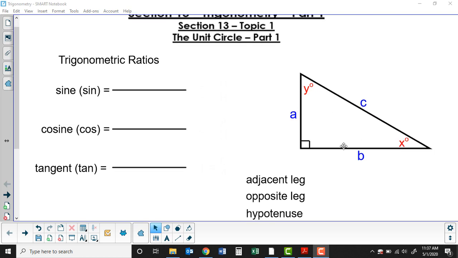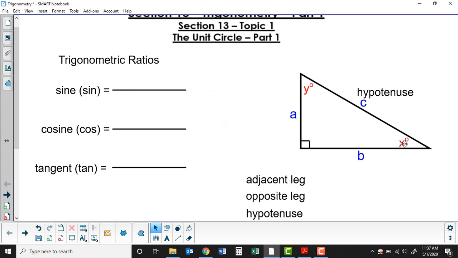Now, these two sides here are called legs, because this third side over here, this is definitely called the hypotenuse, the longest side of the right triangle. Now, the only words you have to worry about here are adjacent and opposite. Adjacent means next to, and opposite means across from.